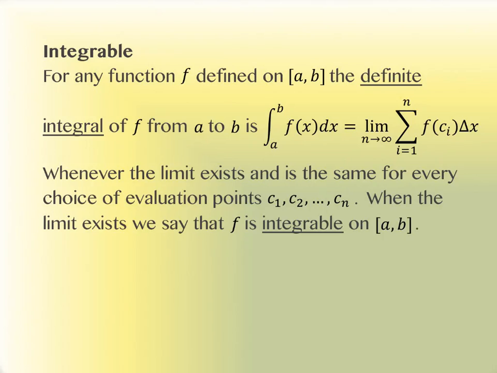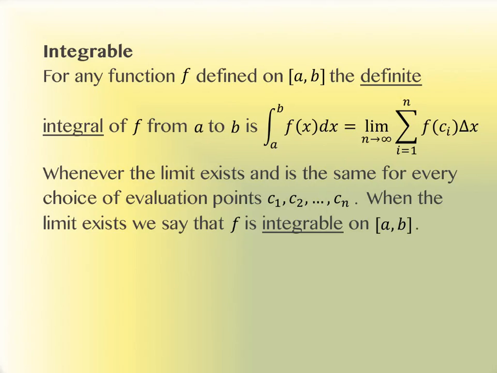That's what this is saying. Whenever the limit exists and is the same for the choice of evaluation points, these c1 to cn, these are just the heights of your rectangles, right? The x values of the location for the height of the rectangle. Remember I told you how the left endpoint and the right endpoint and the midpoint all sort of converge to the same point? That's what that's referencing, okay, the height of wherever that rectangle is. It's the function value at that x value c sub i.